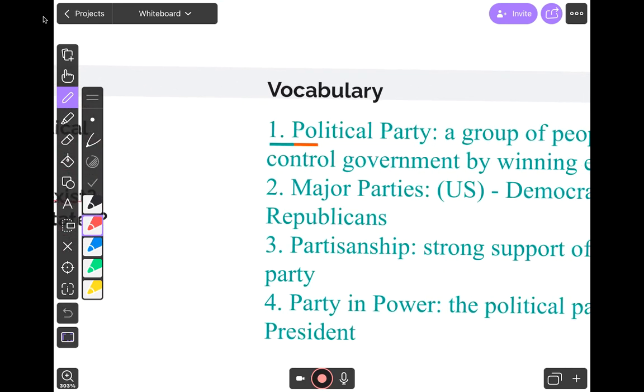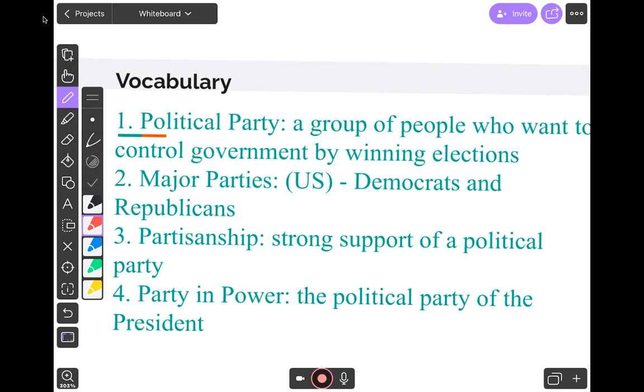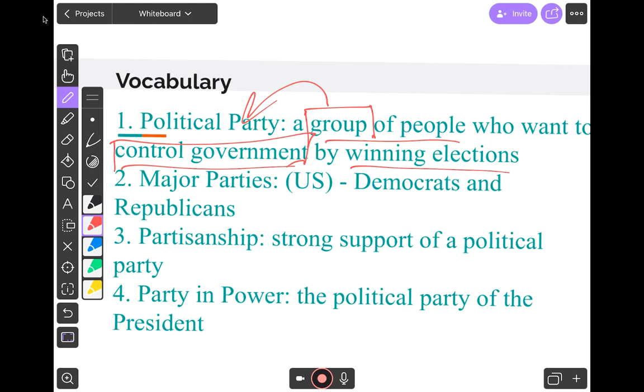Our vocabulary for today. A political party is a group of people who want to control government by winning elections. I want to stress a couple of things. First off, a political party is a group. Match this up with that word party. Usually a party has multiple people. It's a group of people who want to control government, and to control the government, they have to win elections.